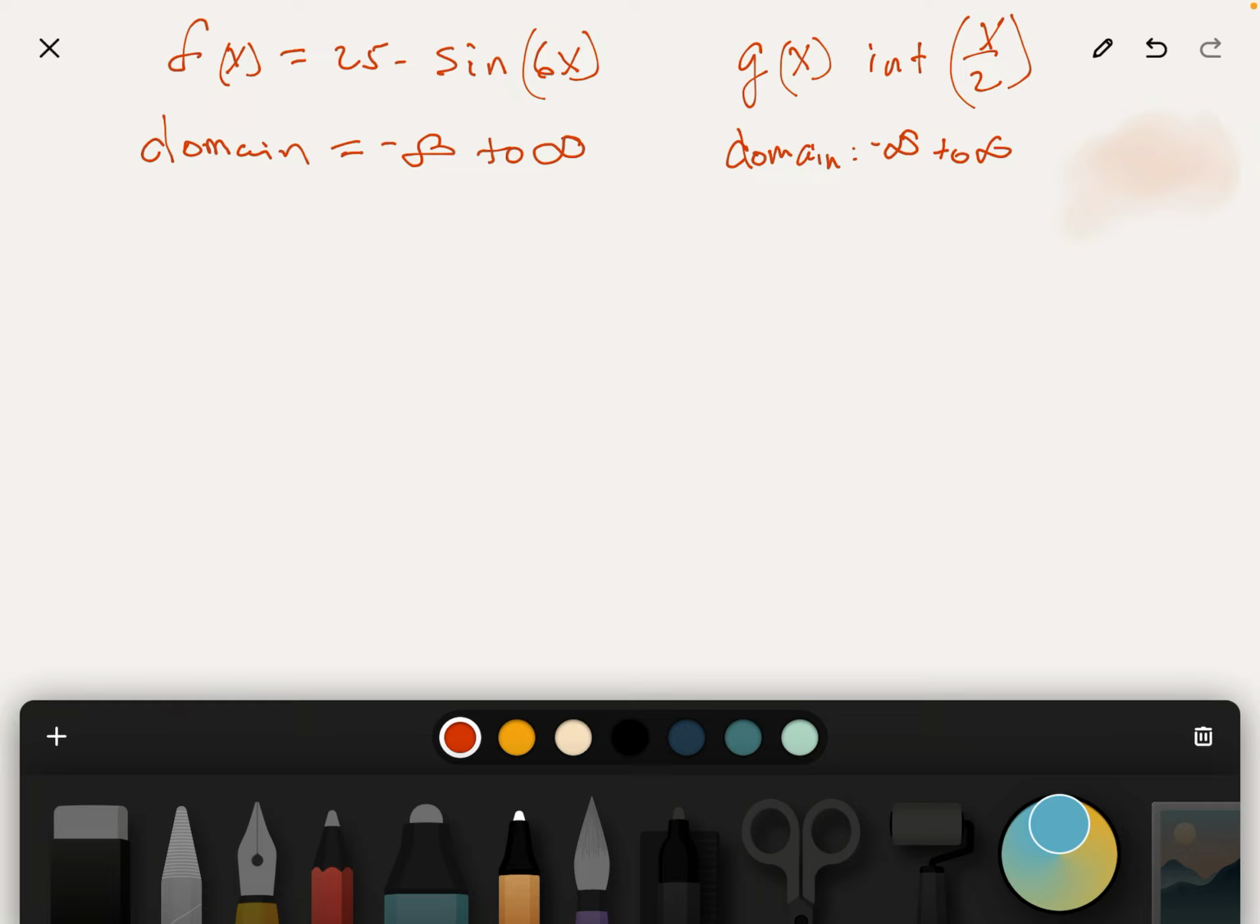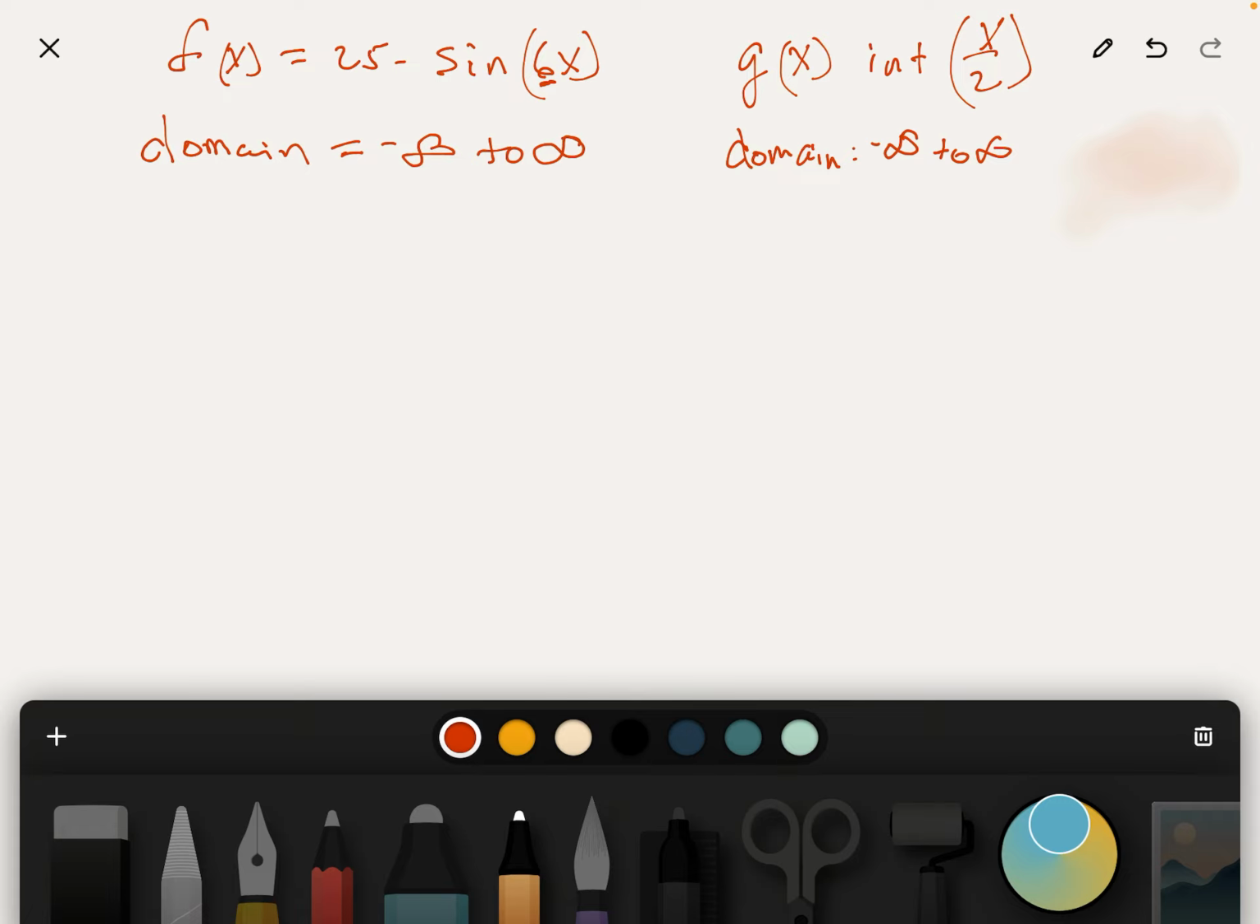Okay, problem 6, they give you two functions, and let's not get ahead of ourselves. Let's just look at these two functions for a moment. The first function is f of x equals 25 minus sine of 6x, and the domain here is negative infinity to infinity. Just a little side note, this 6 in here, as I think you know, decreases the period of this function.